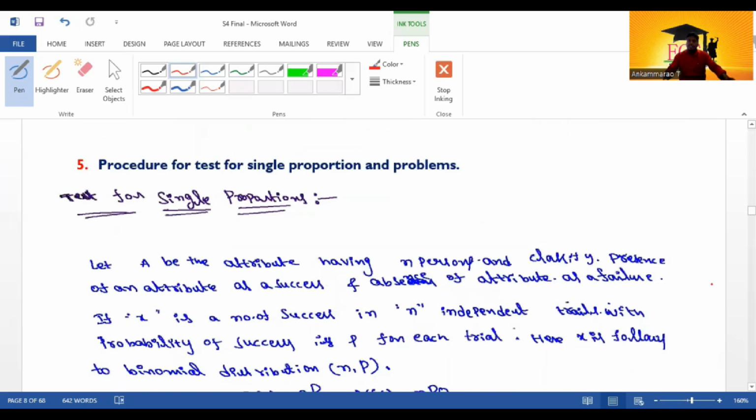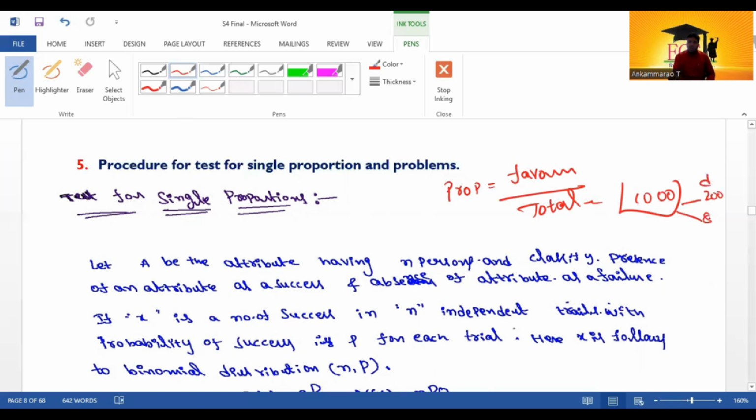Next, test for single proportion. Single proportion is nothing but a probability. The probability is nothing but favorable cases divided by total cases. Suppose a basket contains 1000 apples, some are defective and some are non-defective. Here 200 items are defective and 800 items are non-defective. What is the probability of the defective items?